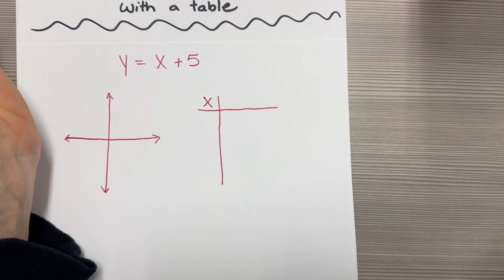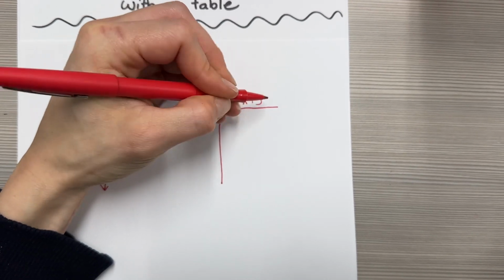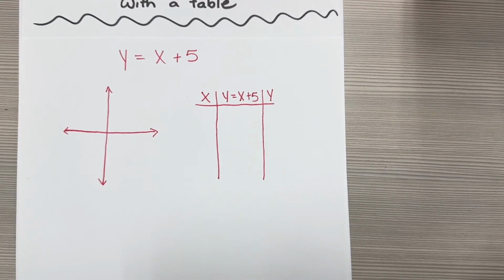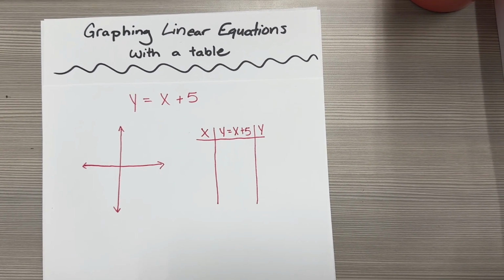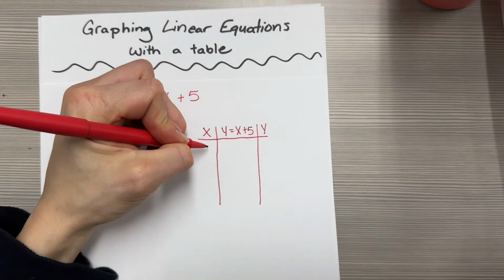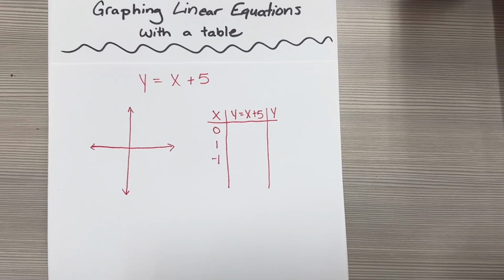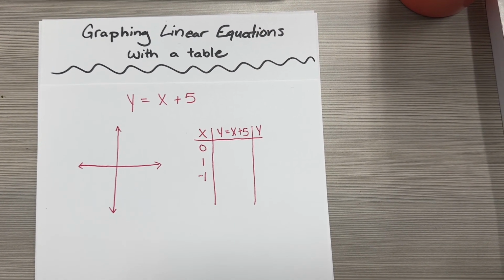It's going to be y equals x plus 5, draw a line, and then put my y here. So I've created my table. From here, I'm just going to fill in some values for x. We're going to do 0, 1, and -1. And we only need 3 points to draw a line on our coordinate plane, so that'll be enough.